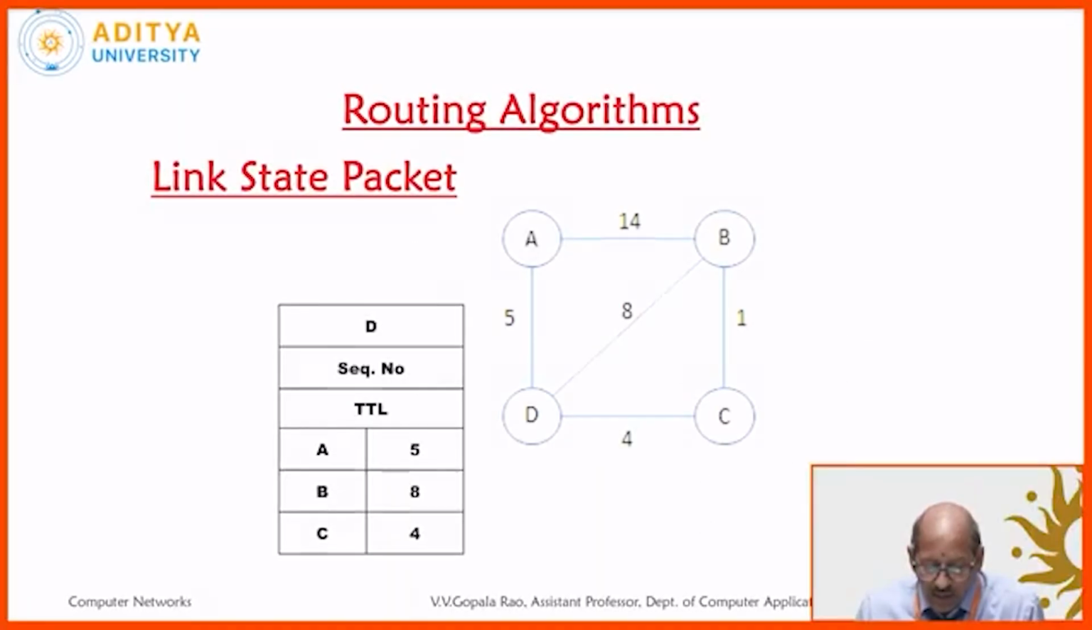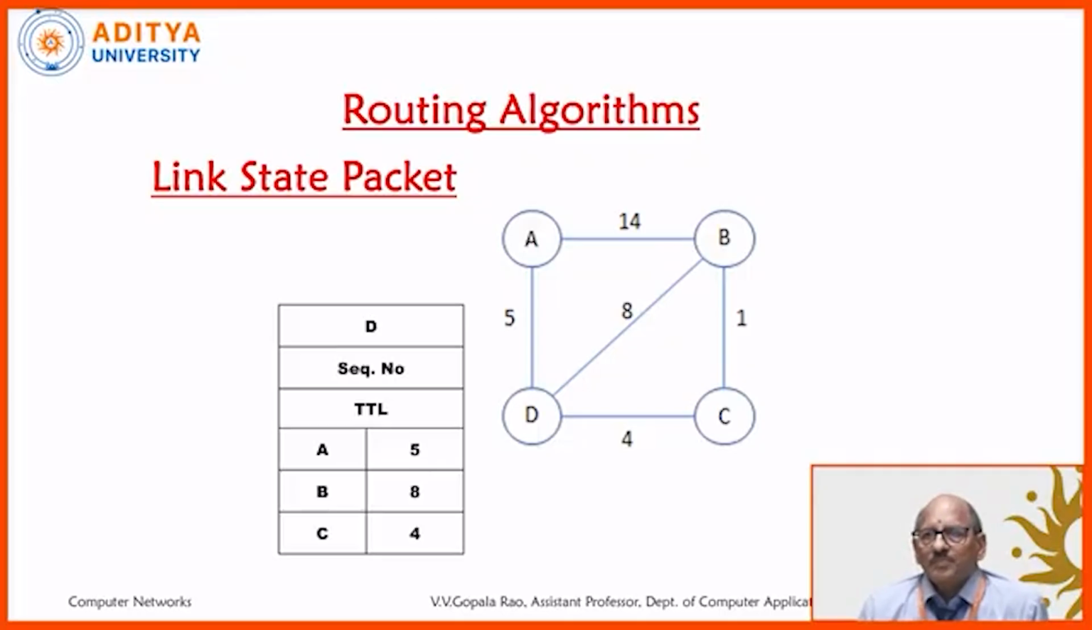Similarly for D also you can see the link state packet. So this is the information that is identified or received at every router from its neighboring routers. This is the first point that I told you in the basic principle of the link state routing algorithm. So this is the information that is identified at every router.